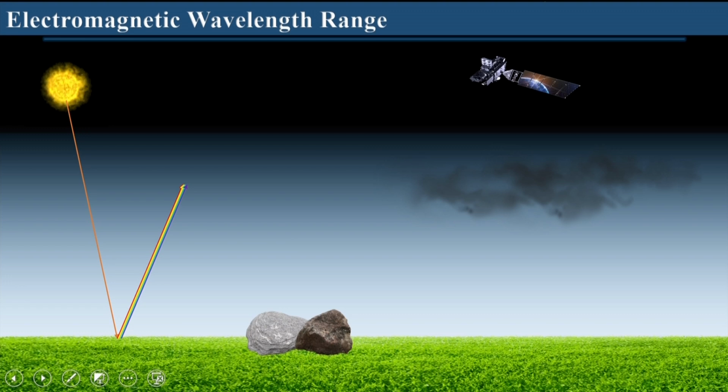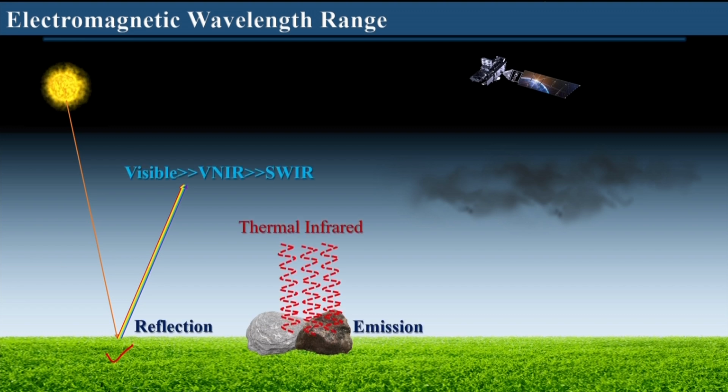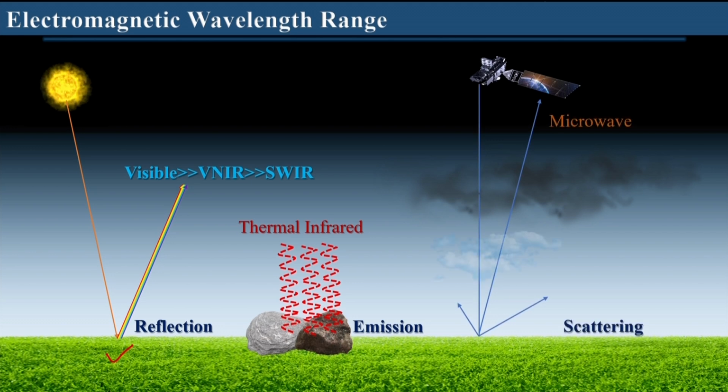Here the sun is our source of energy, which is illuminating our surface, and then it gets reflected. And here you have three different phenomena happening. If we talk about the reflective domain, in the reflective domain we basically consider 0.4 to 2.5 micrometer. This is the wavelength range where we can measure the reflected energy from the surface.